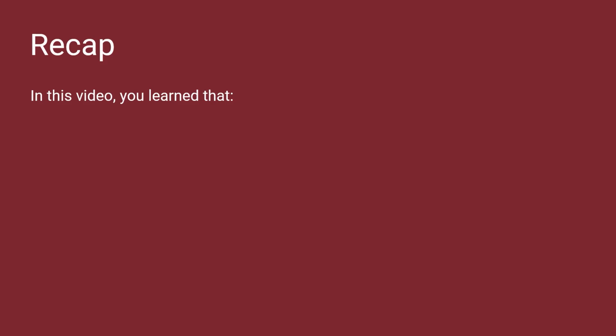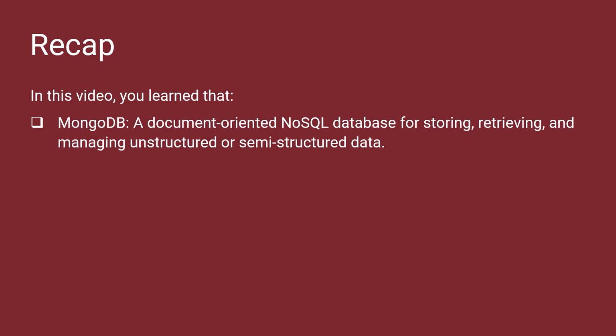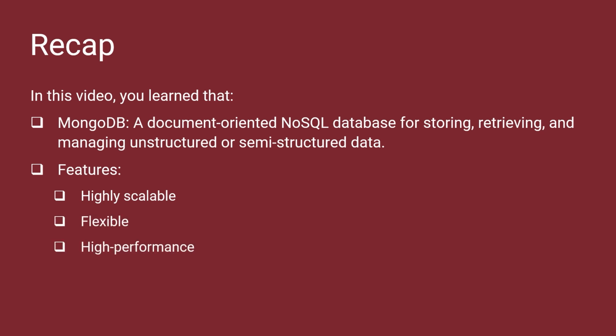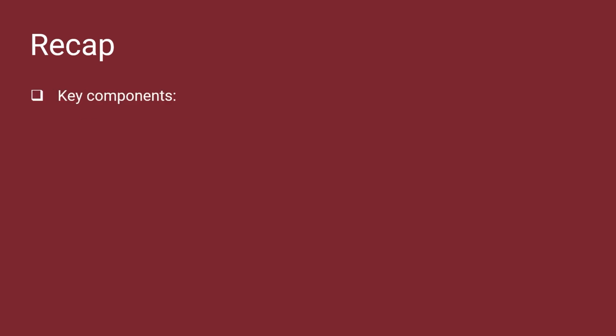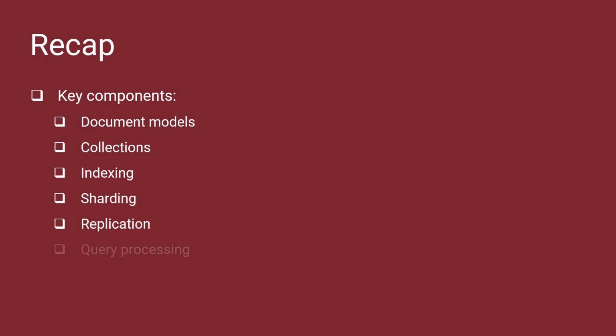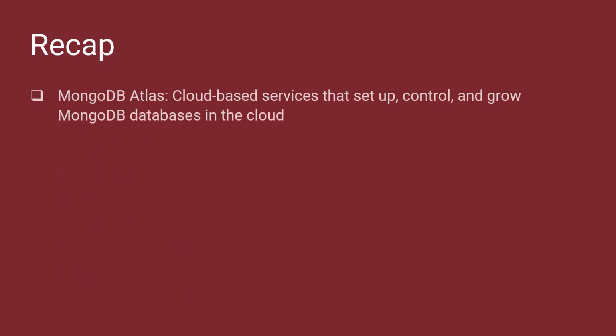In this video, you learned that MongoDB is a document-oriented NoSQL database for storing, retrieving, and managing unstructured or semi-structured data. MongoDB is a highly scalable, flexible, high-performance platform for storing and managing diverse data types and workloads. The key components of its architecture include document models, collections, indexing, sharding, replication, query processing, security mechanisms, and client drivers or APIs. MongoDB Atlas is a cloud-based service that allows people to set up, control, and grow MongoDB databases in the cloud without doing anything manually.